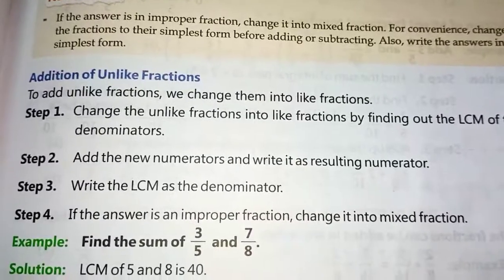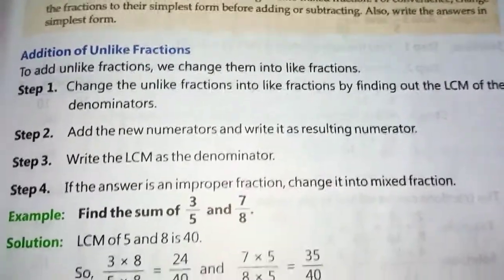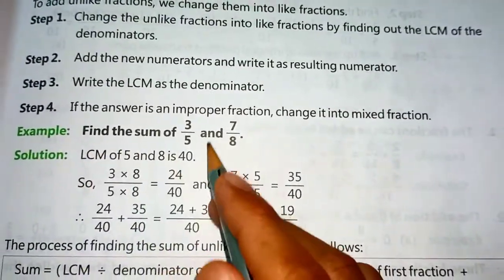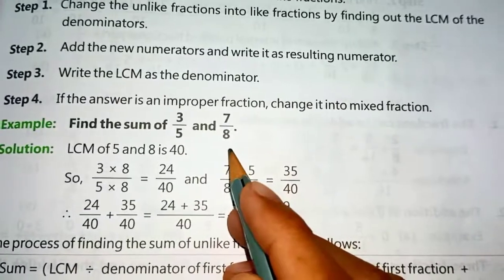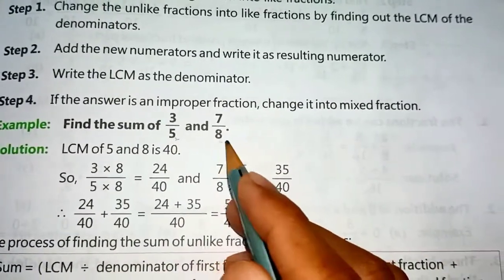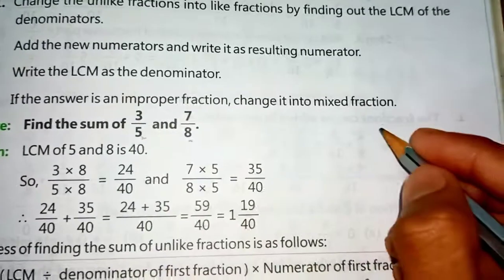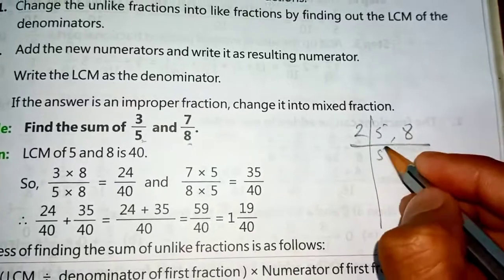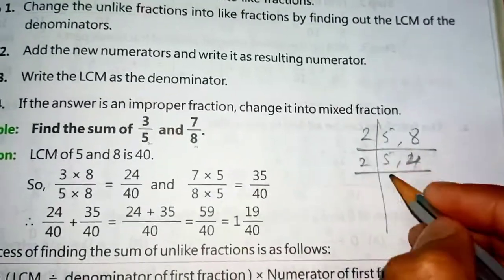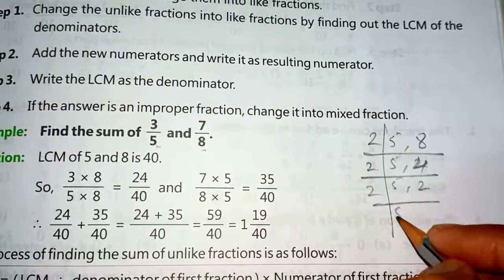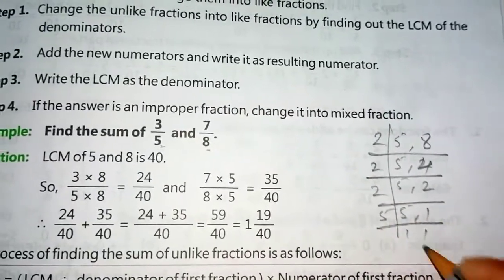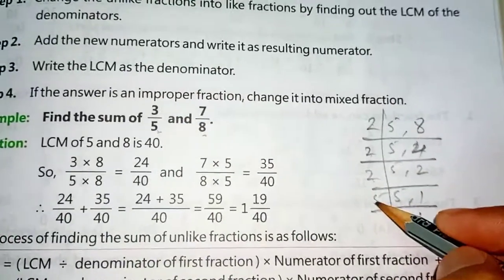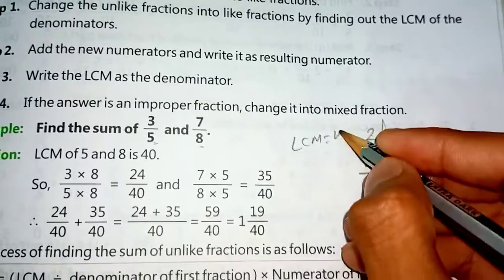So what we will do, first of all, is convert the unlike fractions into like fractions. For example, here find the sum of 3 by 5 and 7 by 8. So first of all we will convert them into like fractions. For that we will find the LCM of 5 and 8. So 2 2s are 4, 4 2s are 8, 8 5s are 40. So our LCM is 40.